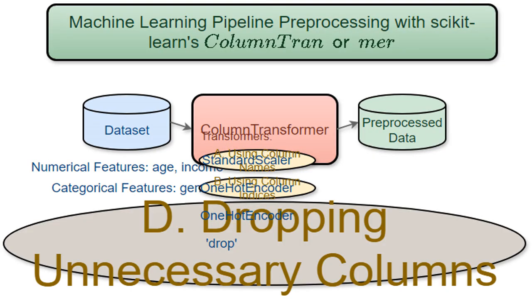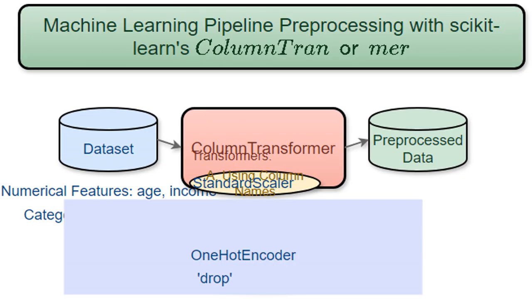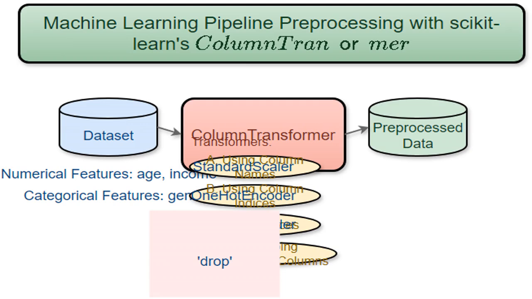I use StandardScaler to transform my numerical features. It scales them to have 0 mean and unit variance. To handle categorical features, I use OneHotEncoder. It converts categorical values into numerical representations using one-hot encoding. The word drop indicates I am going to remove a column from my dataset using ColumnTransformer.